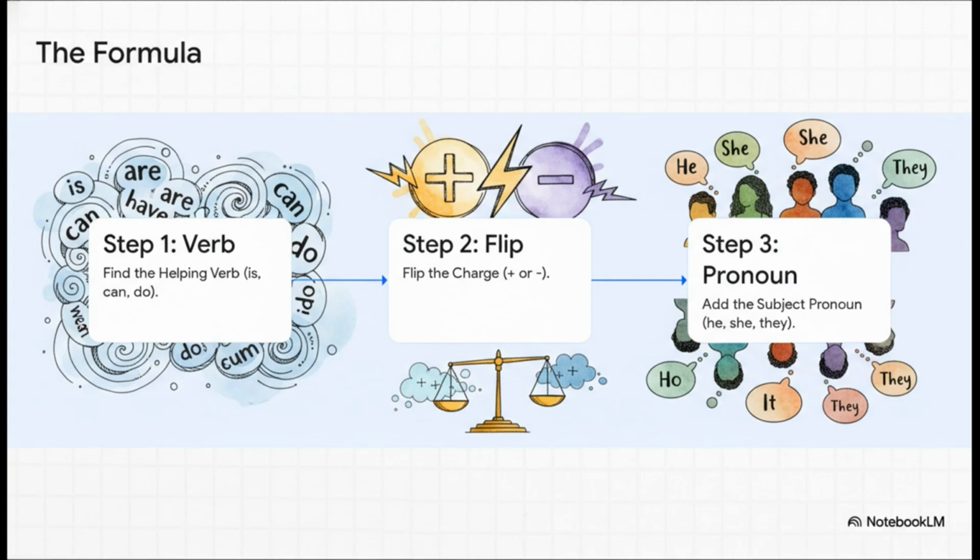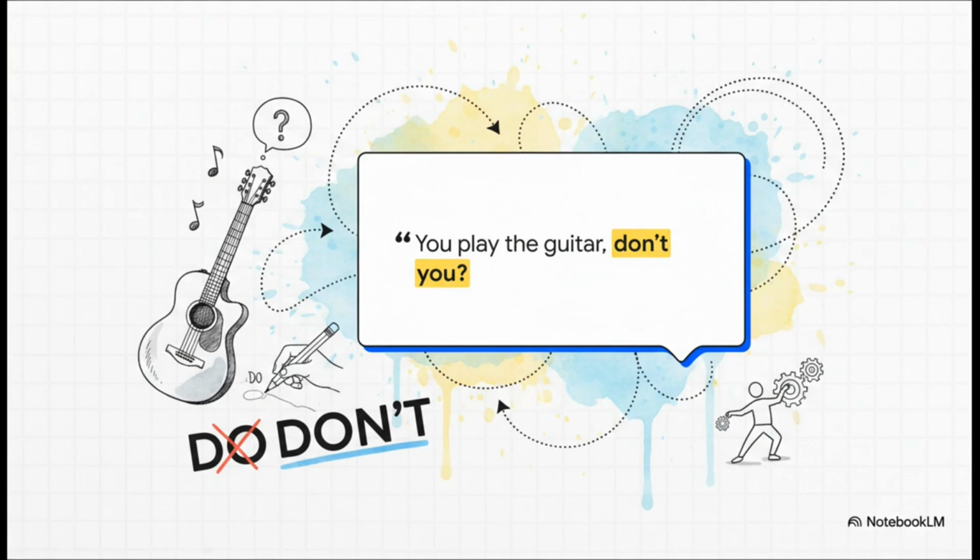Let's put this formula into action. So, what happens when there's no obvious helping verb in sight? Take a sentence like, "You play the guitar." For simple present tense sentences like this one, the hidden helping verb is always do. So we grab do, flip it to the negative don't, add our pronoun you, and boom, don't you.